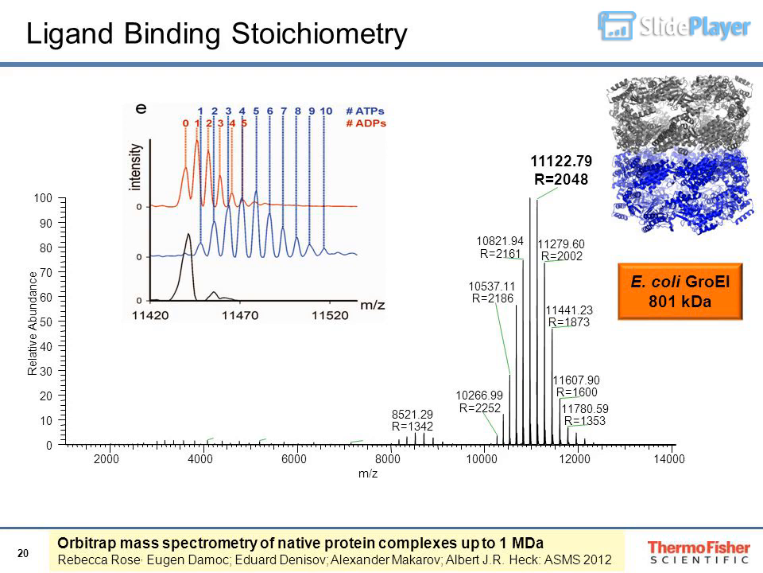2000, 4000, 6000, 8000, 10,000, 12,000, 14,000. m/z. 10, 20, 30, 40, 50, 60, 70, 80, 90, 100. Relative abundance. 11,122.79, R equals 2048. 10,821.94, R equals 2161.